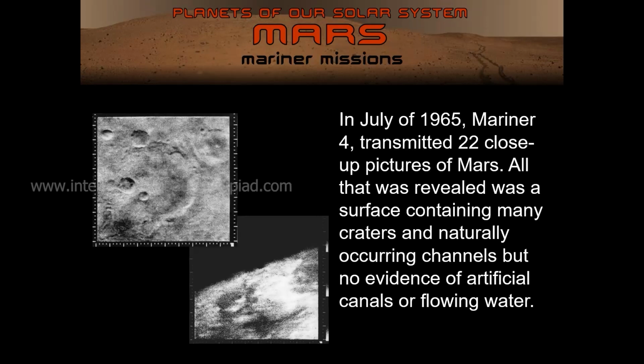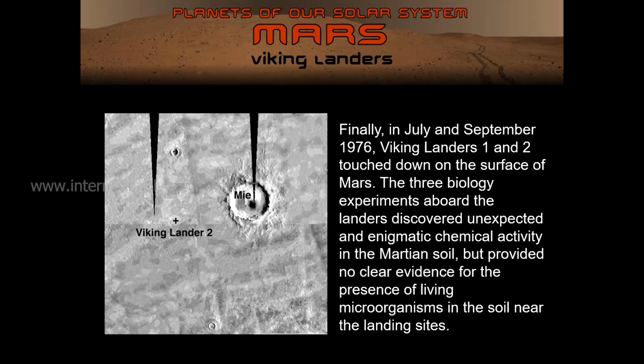Now, in July of 1965, Mariner 4 transmitted 22 close-up pictures of Mars, and all that was revealed was a surface containing many craters and naturally occurring canals, but no evidence of artificial canals or flowing water. Here you can see the two Viking landers, in the Viking mission of July and September 1976. Viking Lander 1 and 2.